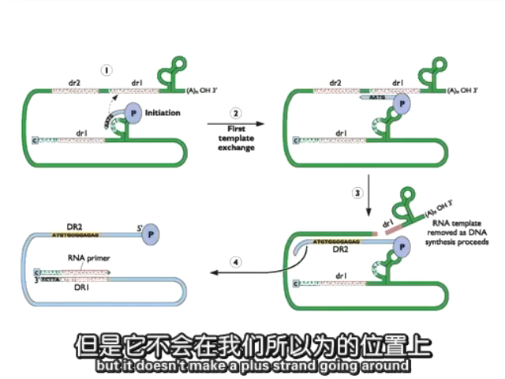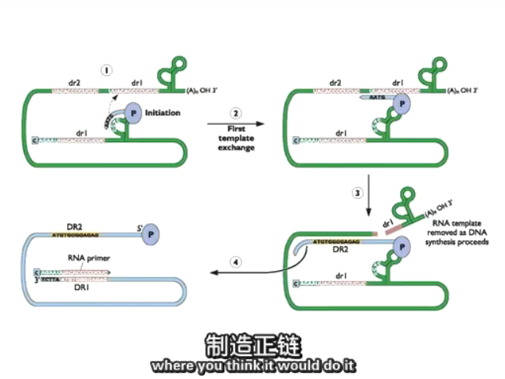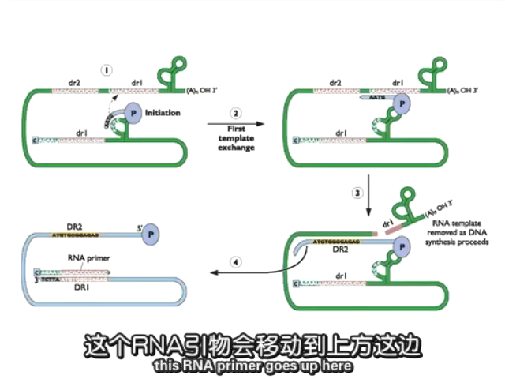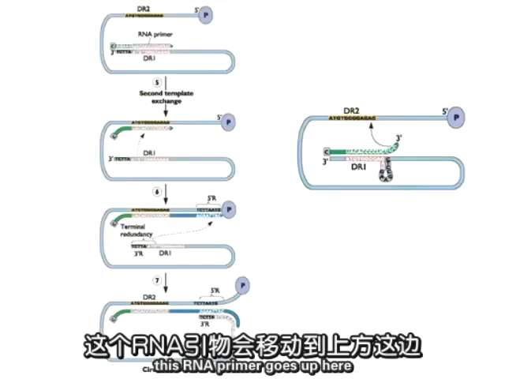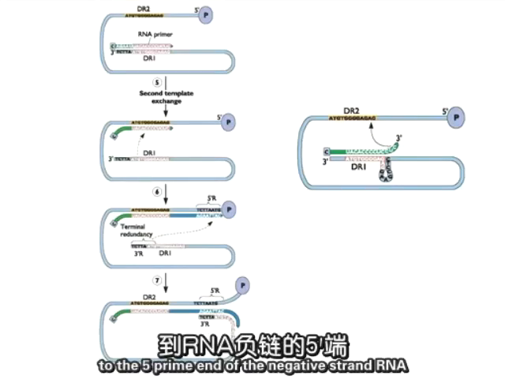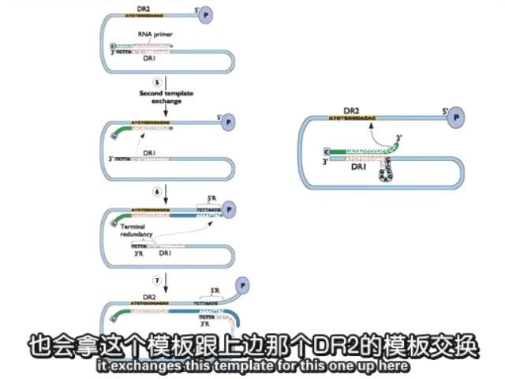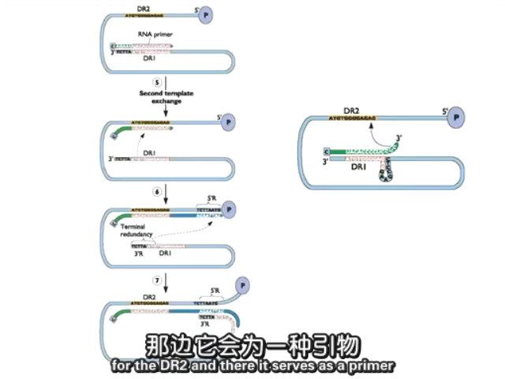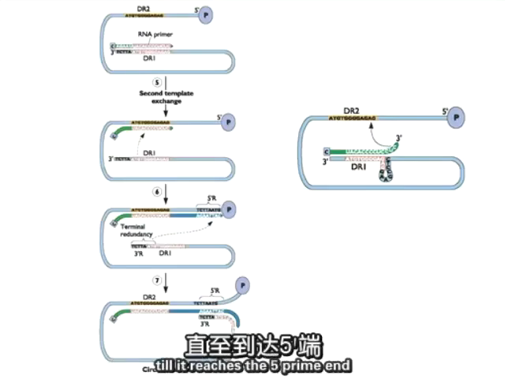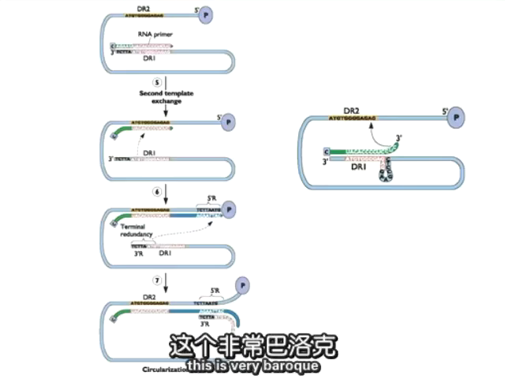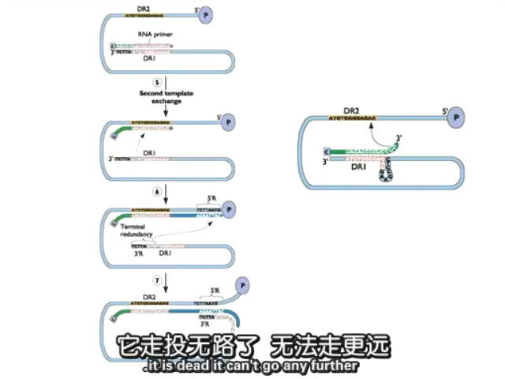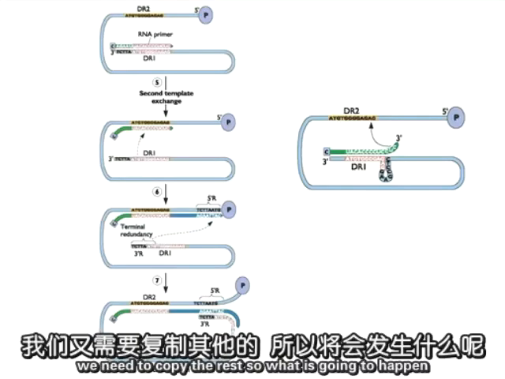But it doesn't make a plus strand going around where you think it would do it. This RNA primer goes up here to the 5' end of the negative strand RNA. So even though it's annealed here, it exchanges this template for this one up here, for the DR2. And there it serves as a primer till it reaches the 5' end. This is very Baroque. It's dead, it can't go any further, but we need to copy the rest. So what's going to happen?